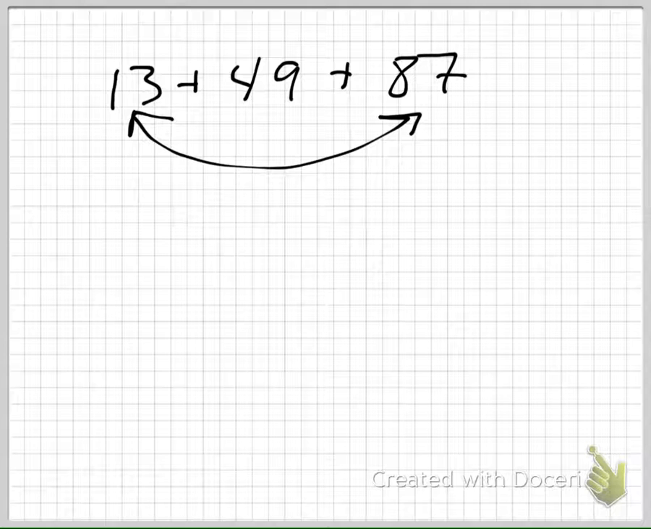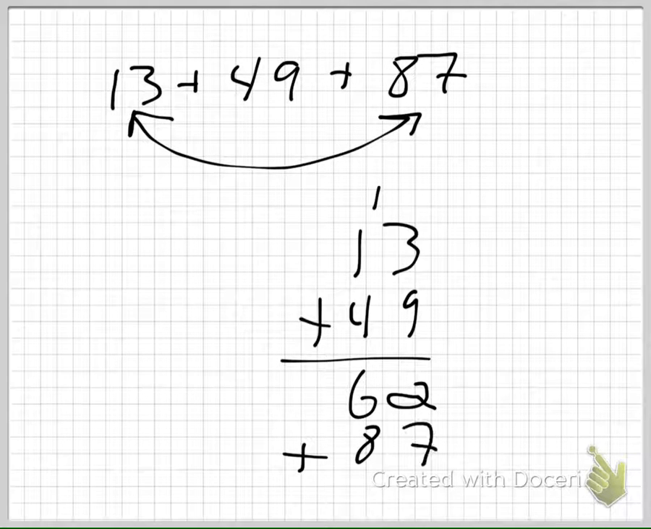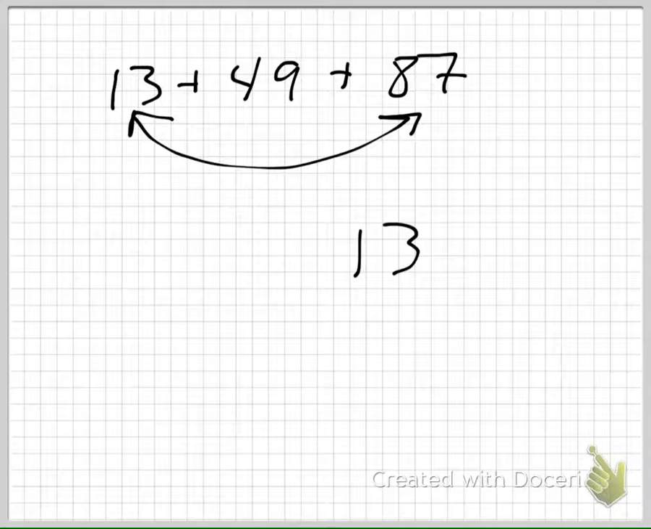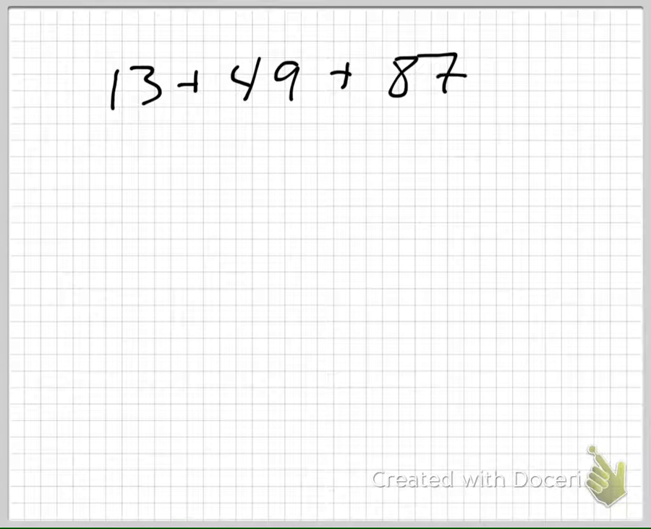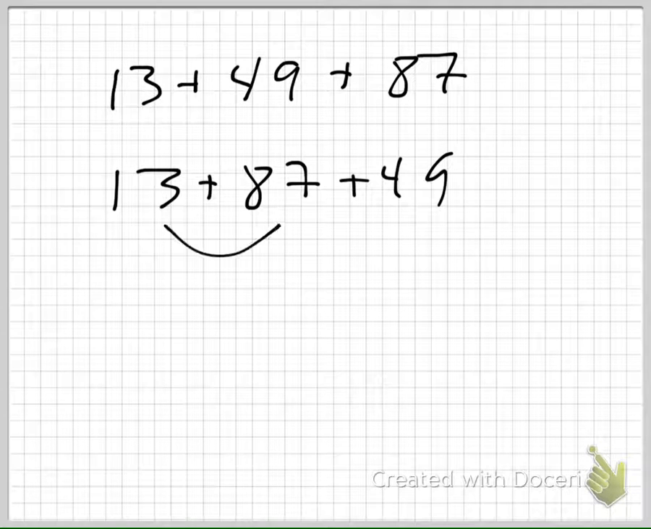Super easy. Otherwise, I've got to go 13 plus 49, right? 62. And then add that to 87. You see what I'm saying? But because of the commutative property of addition, where I actually moved these guys, I moved 13 plus 87 plus 49 and go, oh, that's 100, and 100 plus 49 is 149, easy. I know I'm allowed to do that. Make sense?